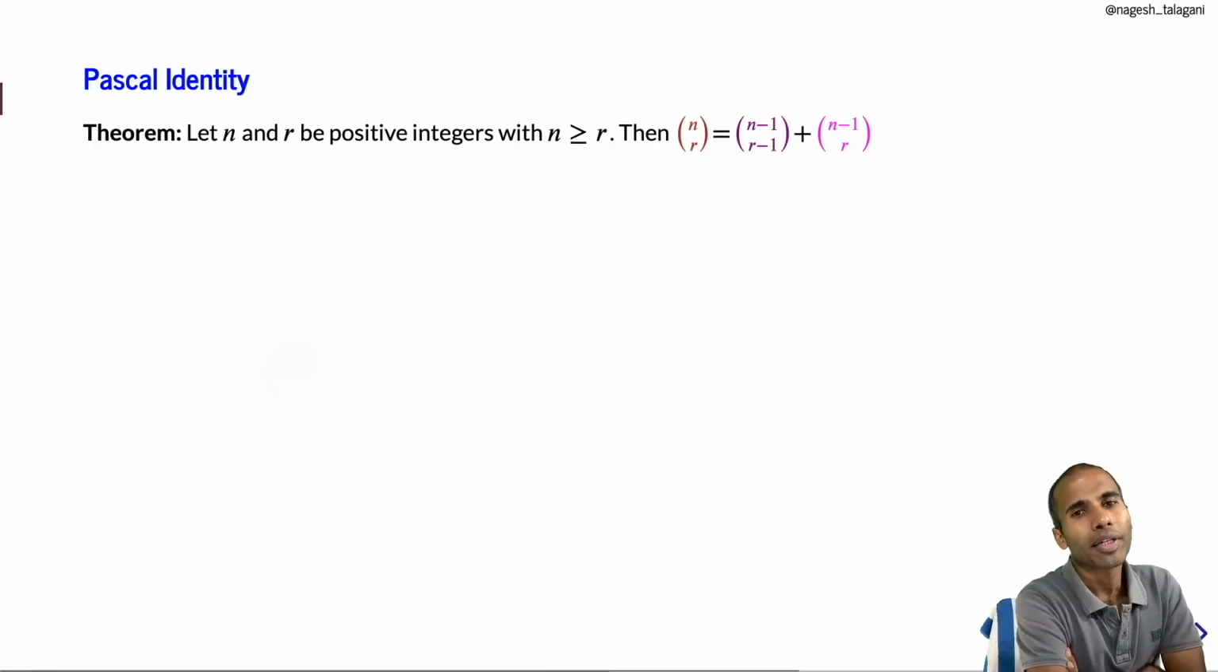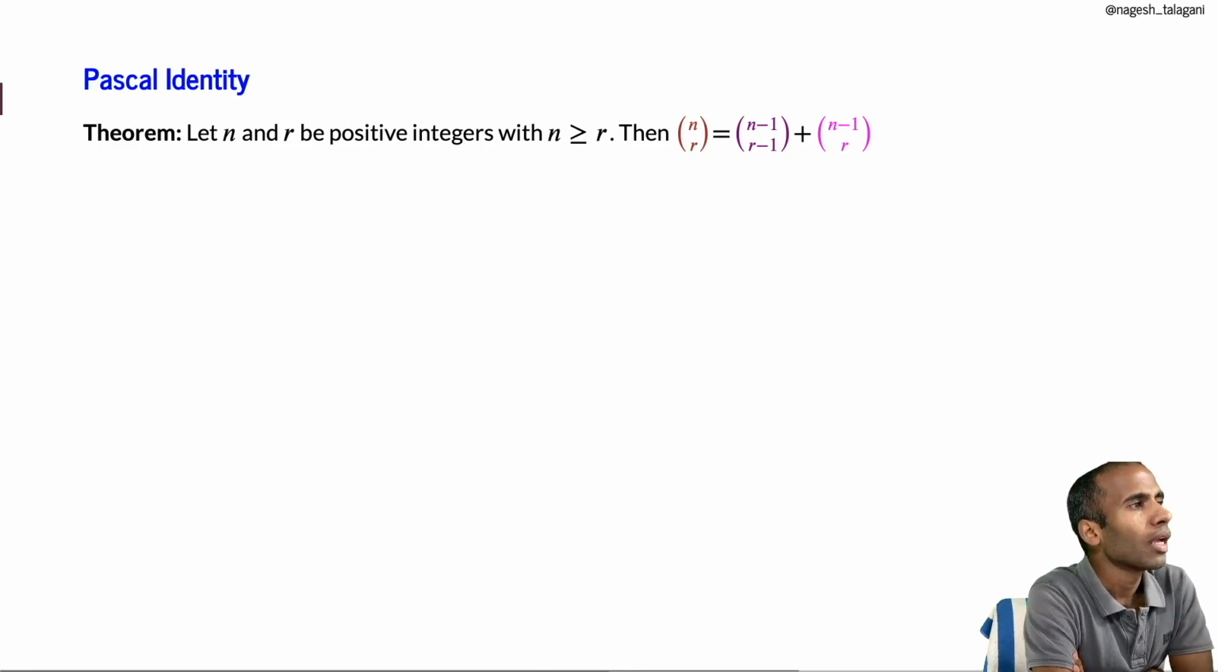Okay, Pascal's identity. Theorem: let n and r be positive integers with n greater than or equal to r. Then n choose r is going to be the same as n minus 1 choose r minus 1 plus n minus 1 choose r.